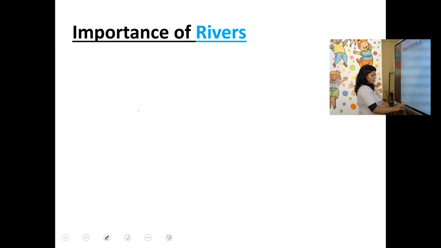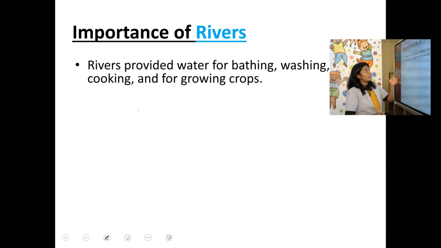So next, the importance of rivers. What is the importance of rivers in your daily life? Just imagine. We need water for our daily life, right? Rivers provide water for bathing, washing, cooking and growing crops. Without water we can live only one day, right? So rivers provide water for bathing, washing, cooking and growing crops.